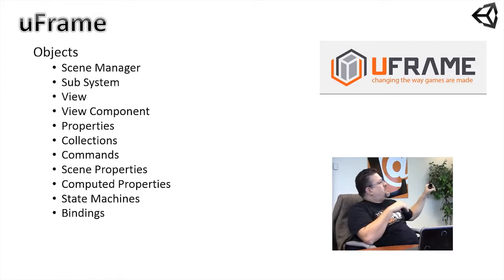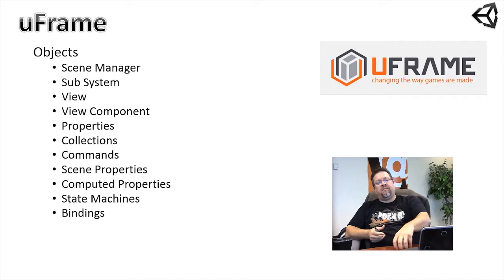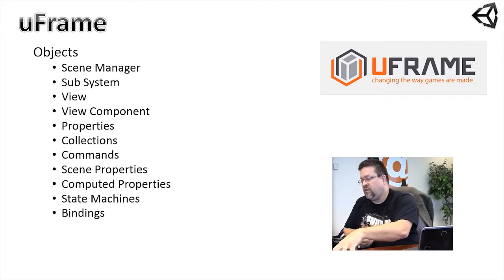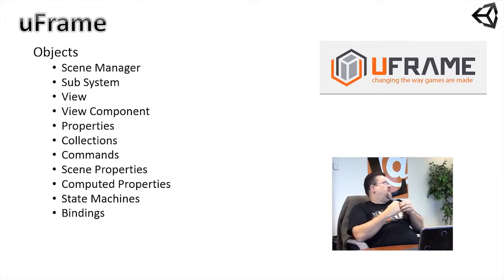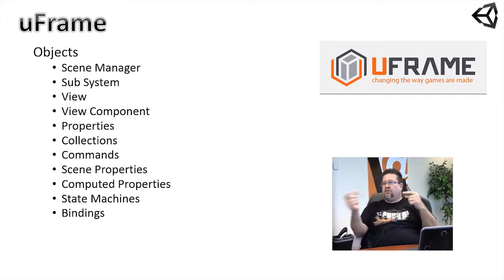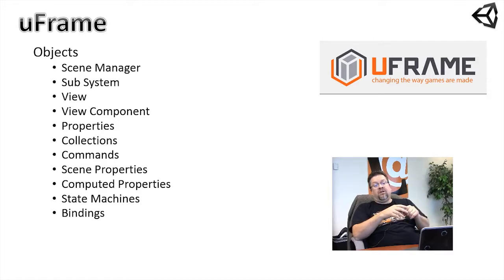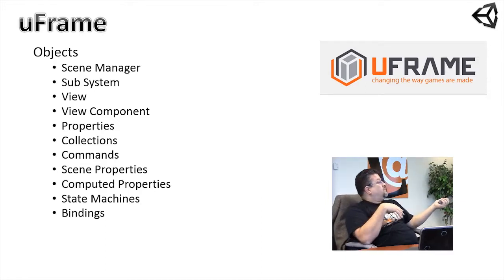And then you have properties, collections, commands, which we talked about. Scene properties, which are properties from your view model that get exposed to the view; the moment you expose them to the view, they become scene properties. Computed properties, state machines, and then bindings. Bindings are how you get the two-way binding from the UI back to the view model or the controller. So there's a lot going on here, but it's extremely powerful, and the more you grok it, the more you're going to love it.